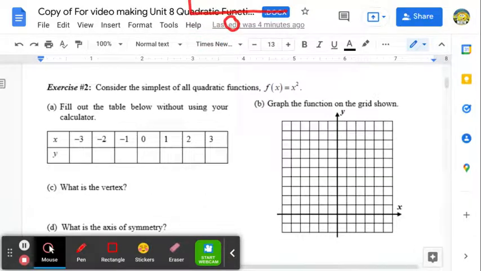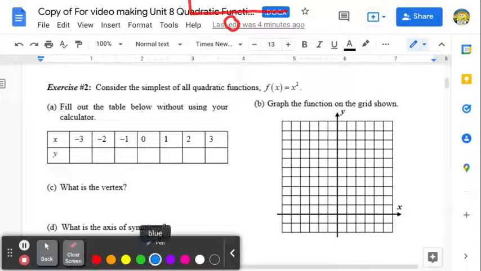We're going to do practice. I'm working with Google Docs, so we'll see how this goes. Exercise 2 says consider the simplest of all quadratic functions. Remember, f of x means y, so we are going to graph y equals x squared. And now I'm not at school using a graphing calculator, so this video is going to look a little bit different. What I did was I screenshotted what you should do on the graphing calculator. So part A says fill in the table below without using your calculator. Well, we're always going to double check with our calculator.